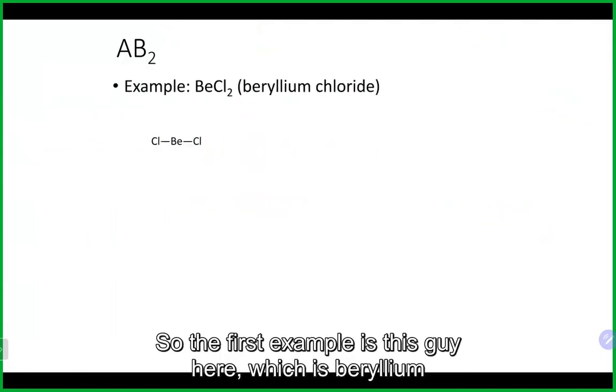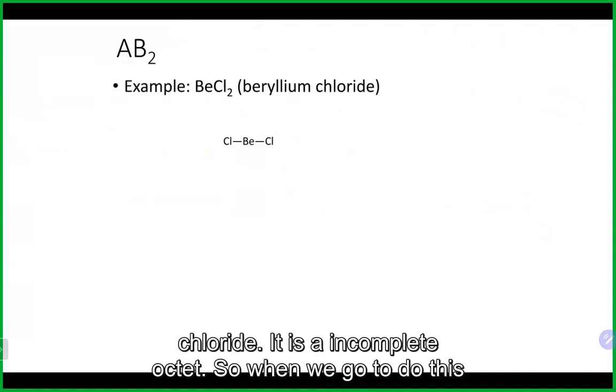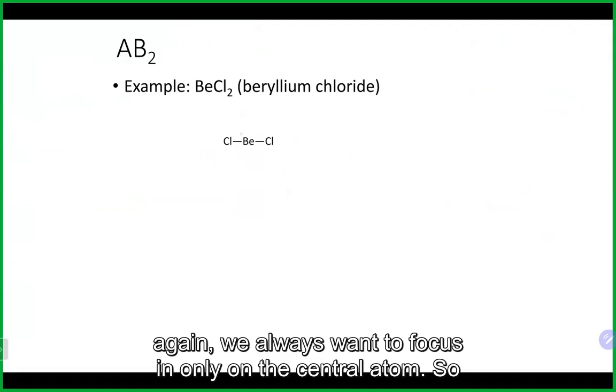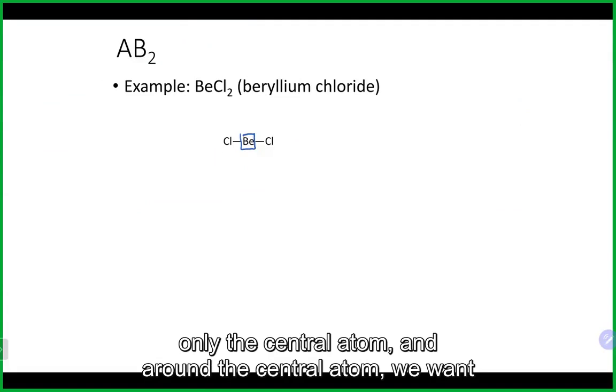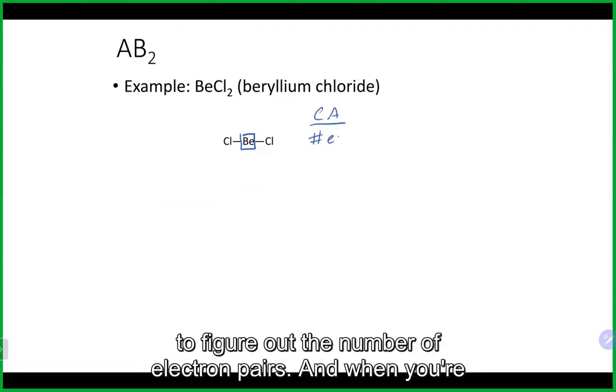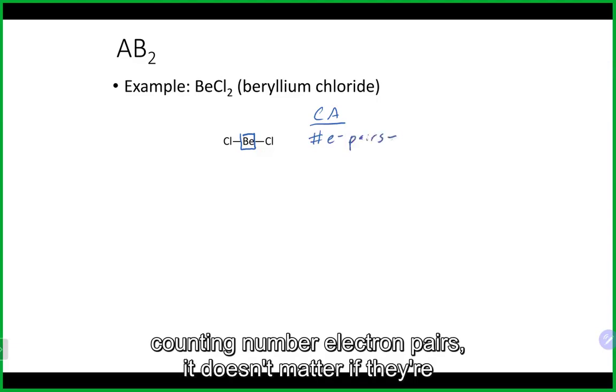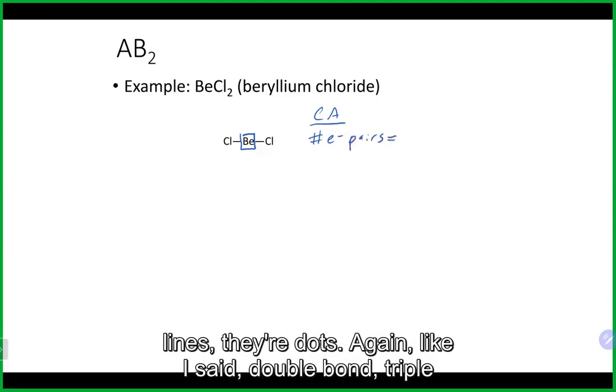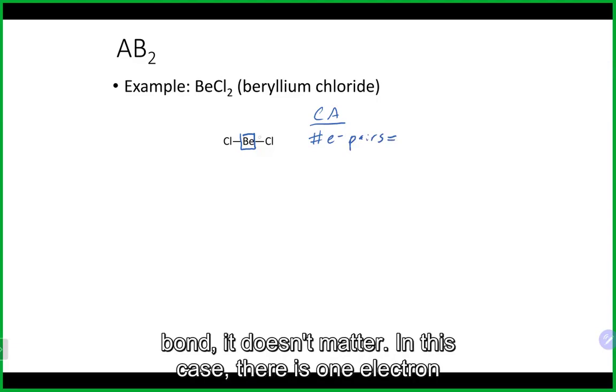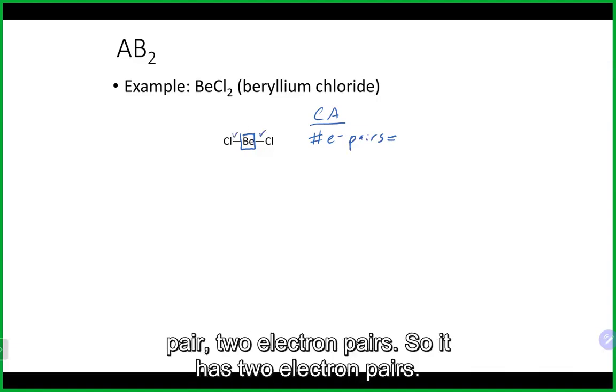So the first example is this guy here, which is beryllium chloride. It is an incomplete octet. So when we go to do this, again, we always want to focus in only on the central atom. And around the central atom, we want to figure out the number of electron pairs. And when you're counting the number of electron pairs, it doesn't matter if they're lines or dots. Again, like I said, double bond, triple bond, it doesn't matter. In this case, there is one electron pair, two electron pairs. So it has two electron pairs.